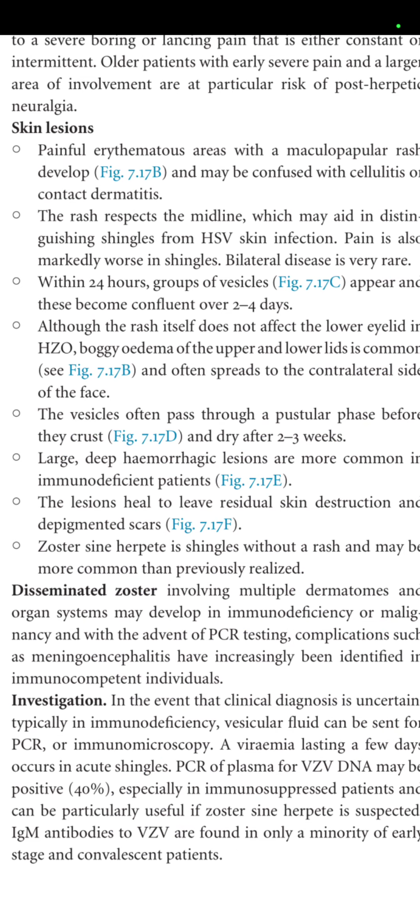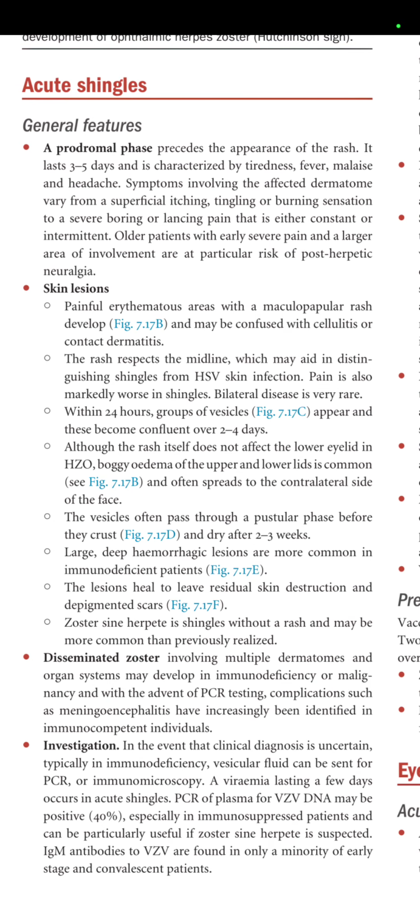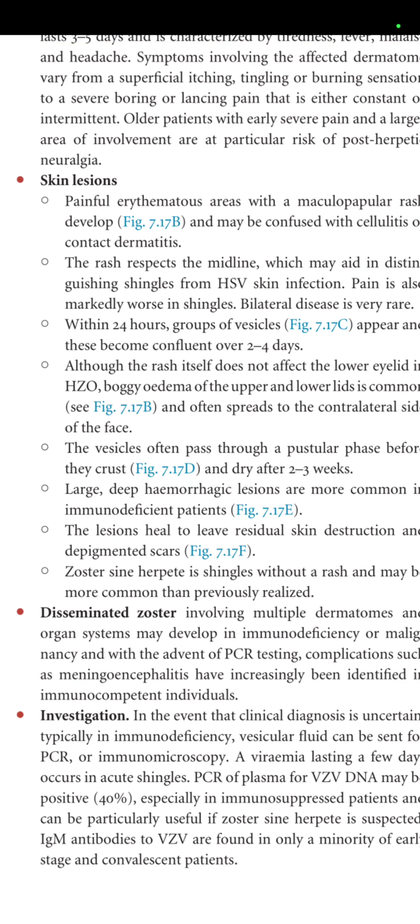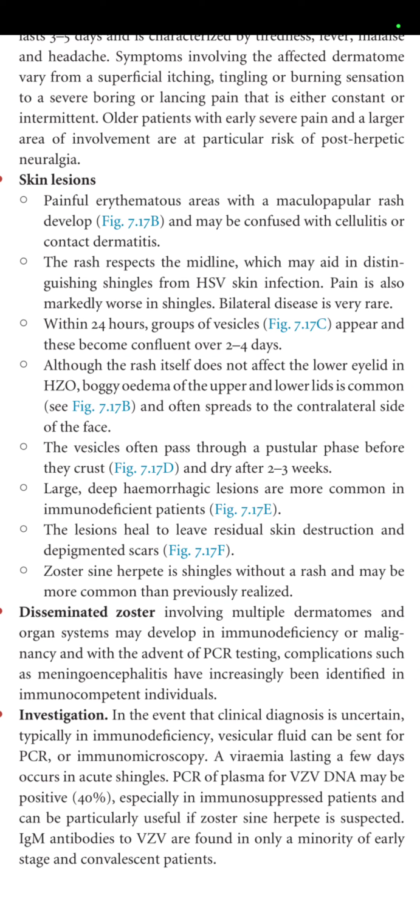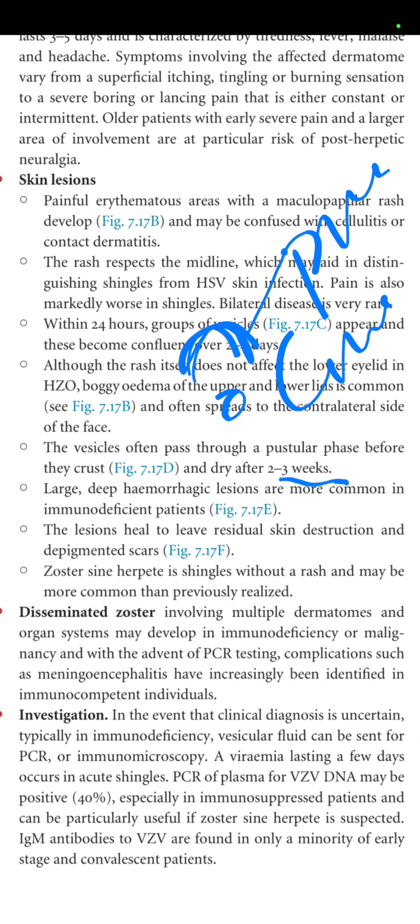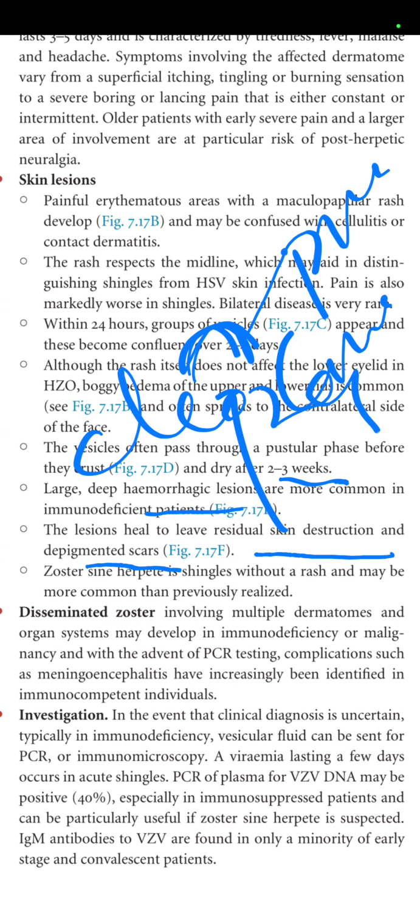The vesicles often pass through a pustular phase before they crust and dry after 2 to 3 weeks. The small vesicles will become pustules, which are pus-filled vesicles, and after that they become crusted and then dry after 2 to 3 weeks. Large, deep hemorrhagic lesions are more common in immunodeficient patients. The lesions heal to leave residual skin destruction and a depigmented scar. So if there is a depigmented scar, the lesion has healed.